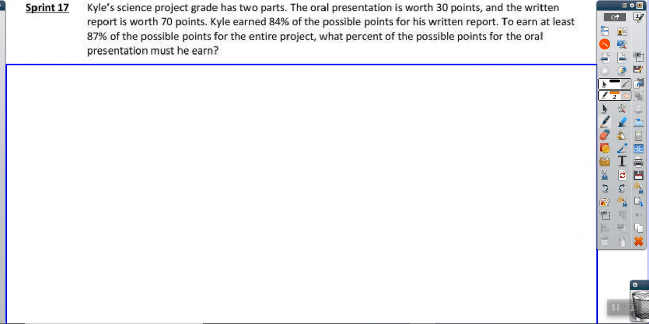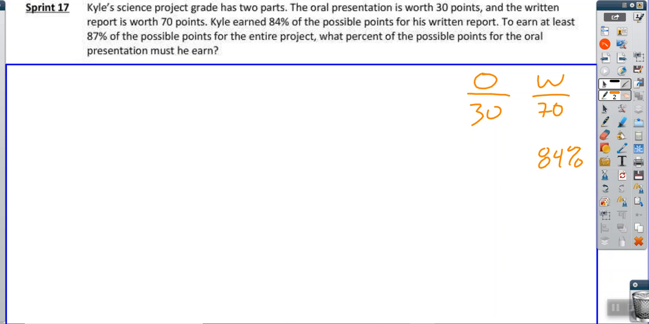Kyle's science project, this is a lot of reading, has 2 parts. The oral presentation is worth 30, so oral is 30. And the written section is worth 70. Kyle earned 84% of the possible points for his written report. So we got an 84%. And then, to earn at least an 87% of the possible points for the entire project, what percent does he need to get for the oral presentation?